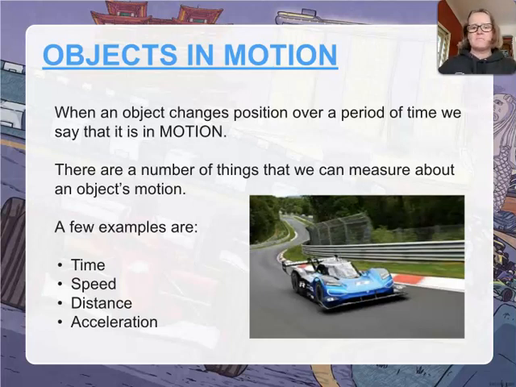And there are a few things we can measure. But as we describe this, we can measure time, speed, distance, and acceleration. We'll come back to acceleration later. We're going to concentrate on time, speed, and distance today.